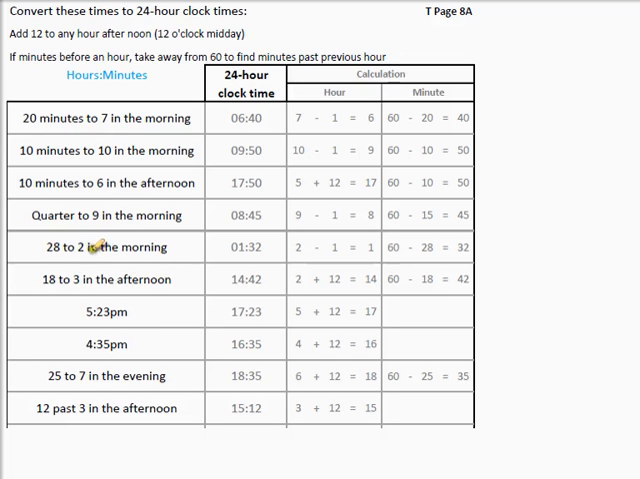28 to 2 in the morning. So when it's the morning, it's not 2 o'clock yet, so it's past 1 o'clock. So that's where the 1 comes from. It's 28 to, so you have to say 60, take away 28 to get the 32 there. Hopefully these calculations will help you to understand those.